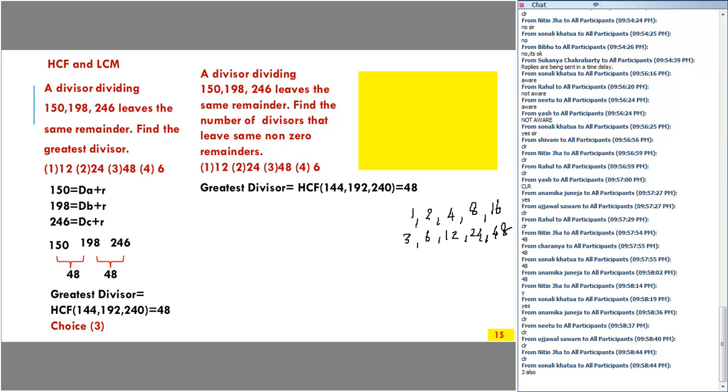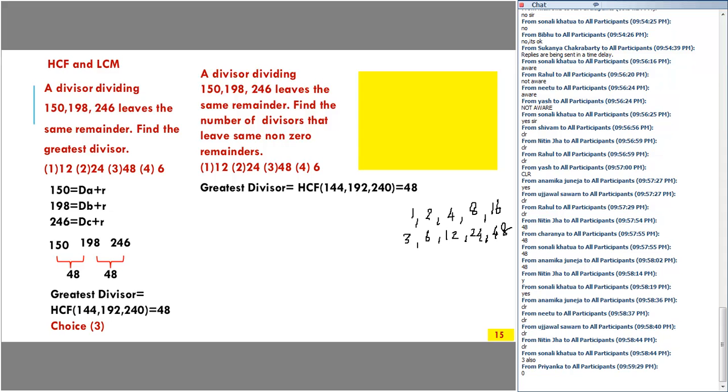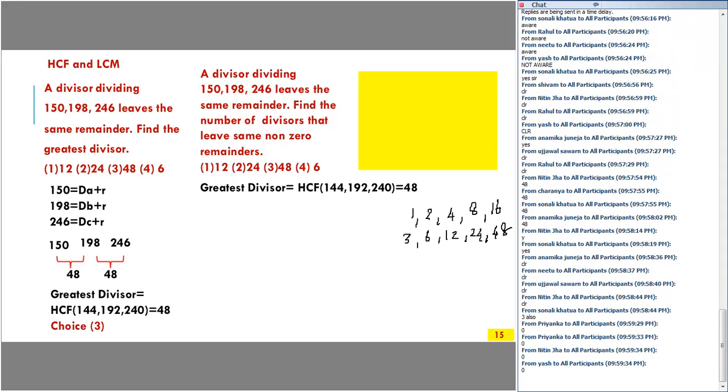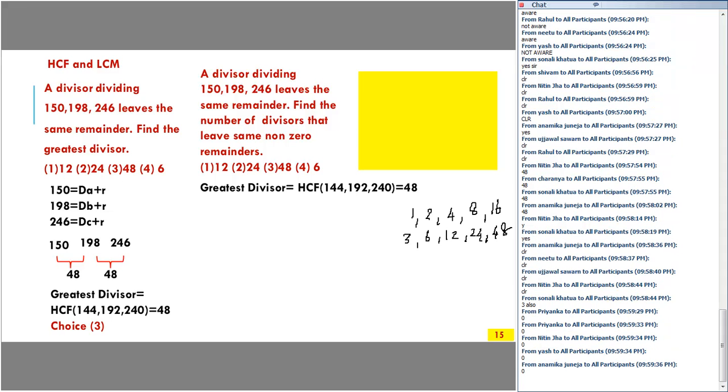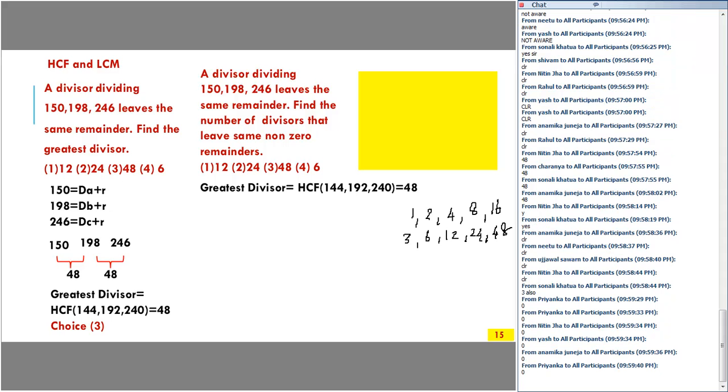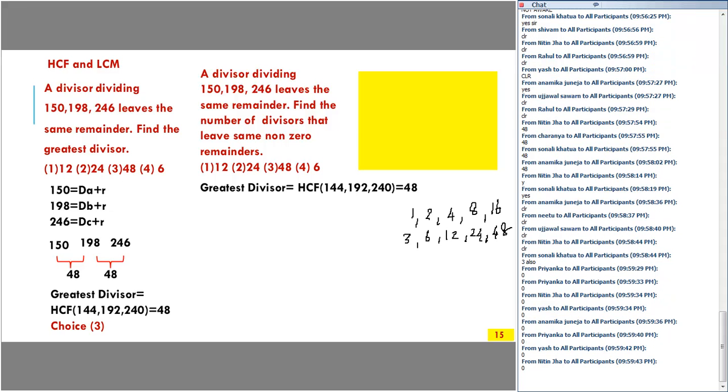Now take 1. When I divide 150 by 1, what's the remainder? When I divide 150 by 2, what's the remainder? 0. When I divide 150 by 3, what's the remainder? When I divide 150 by 6, what's the remainder? So I have to eliminate some numbers.